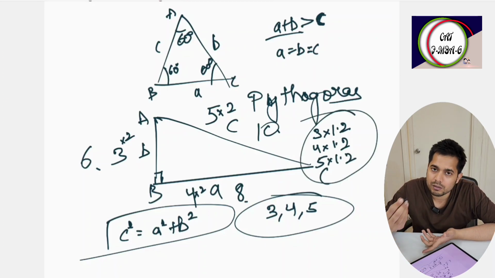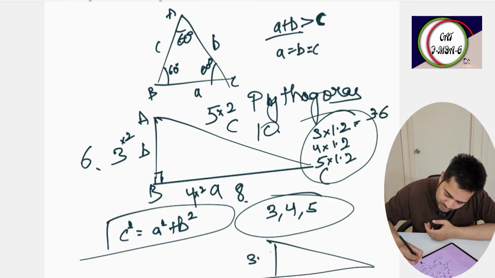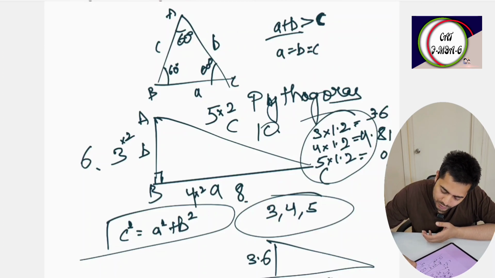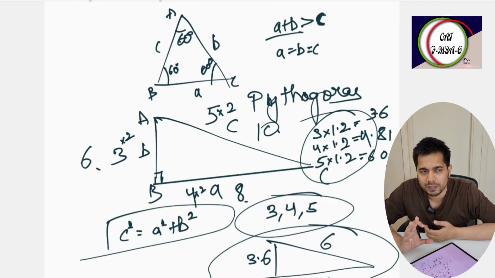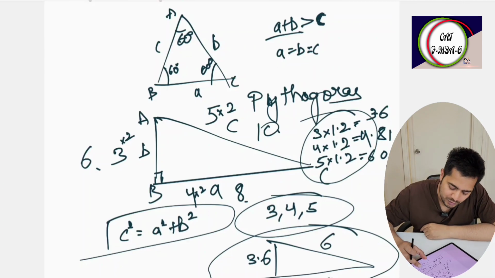This is also going to be a right angle triangle with sides 3 into 1.2, which is 3.6, and 4 into 1.2, which is 4.8. The hypotenuse is going to be the longest side, so 5 into 1.2 is 6. Always remember this Pythagorean triplet 3, 4, 5. Okay, this is going to help you in a lot of questions. I will teach you in the questions also. So let's move ahead.